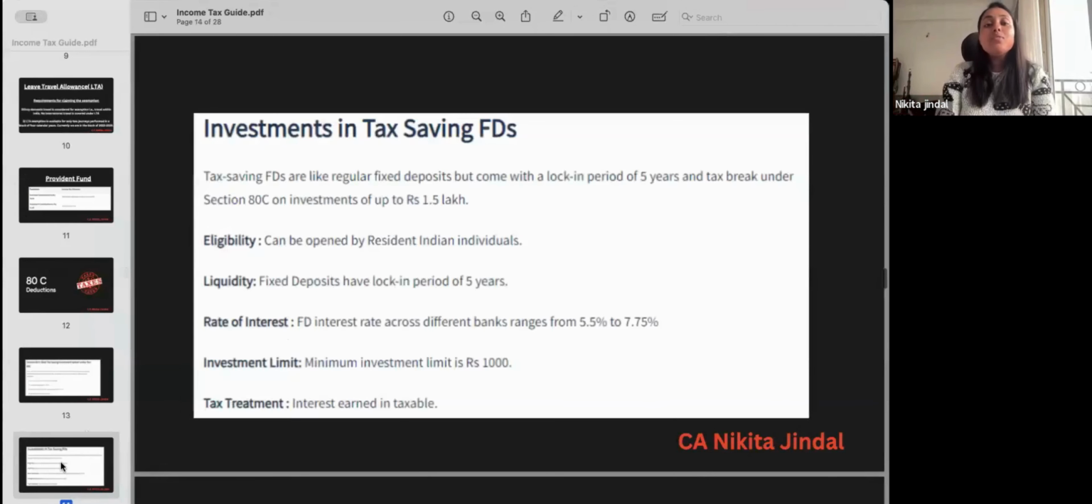And other than ELSS fund, there's tax saving FDs. So the lock-in period is 5 years. Again, you can invest in tax saving FDs. The limit is 1,50,000. And you are aware that the rates are between 5 to 7% for FDs. So you can do accordingly.